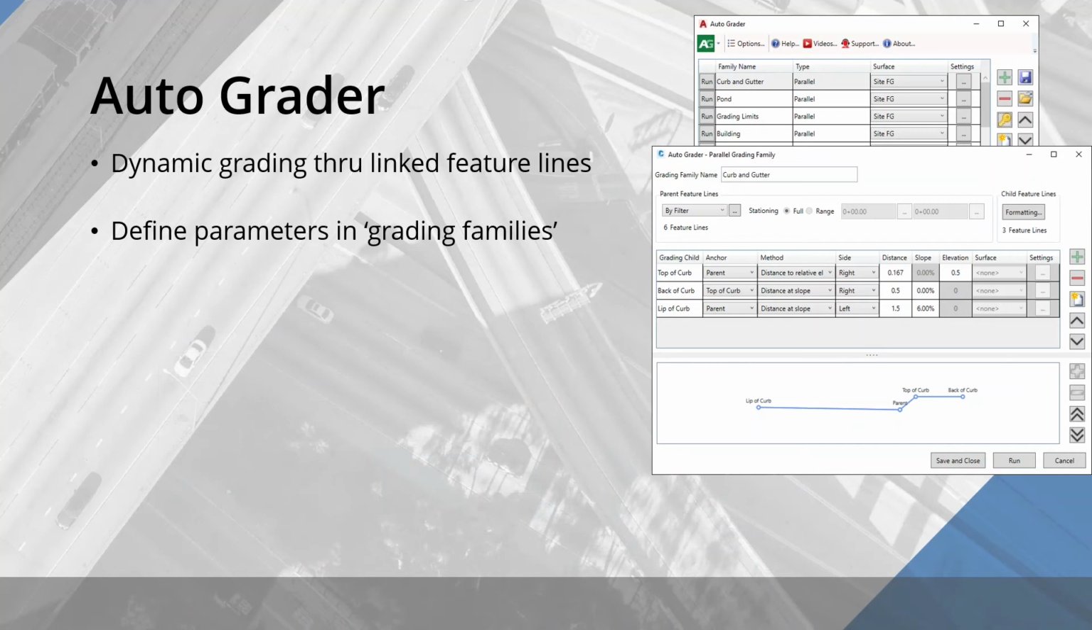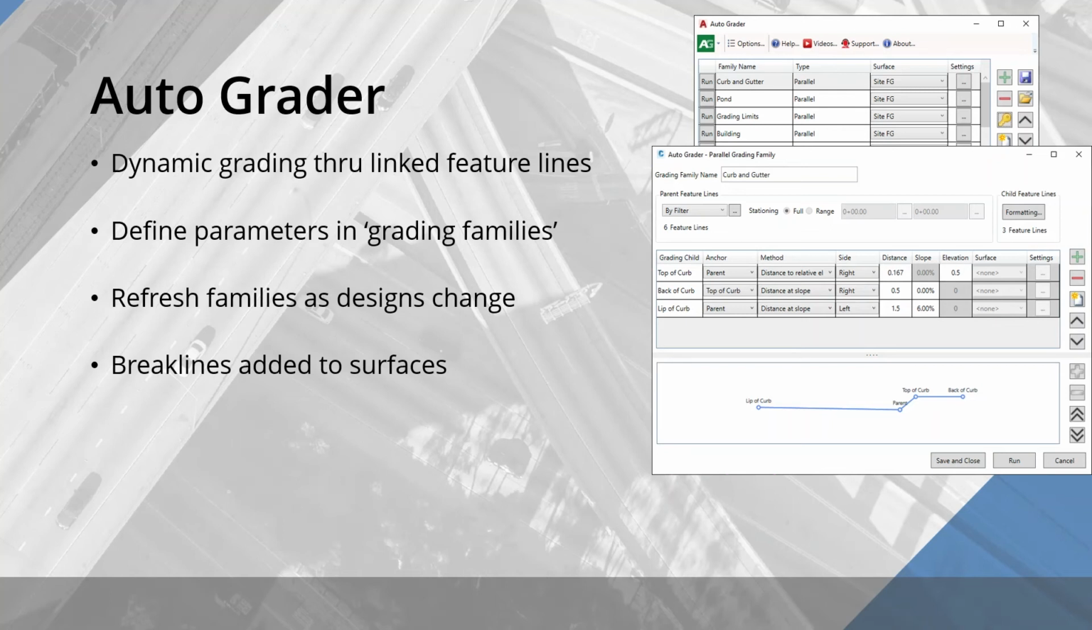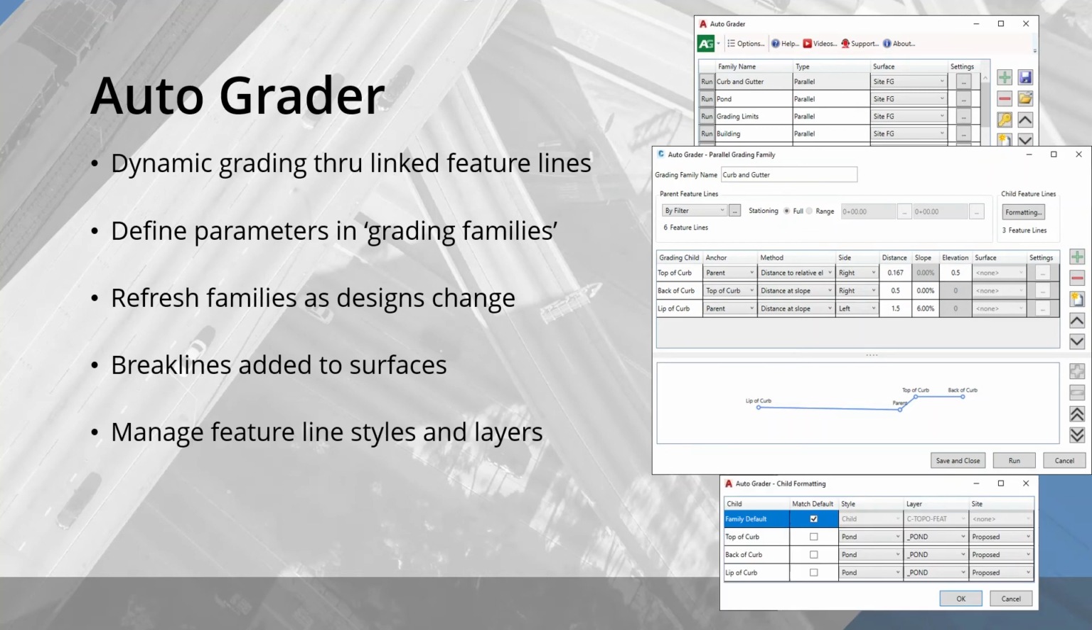You can define parameters in what we call grading families. A simple curb and gutter example: I could draw my gutter lines and then have the tool automatically generate a top of curb, back of curb, and lip of curb for every one of my gutter feature lines. As those gutter feature lines change, so do my 3D offsets from those. You can refresh those families anytime there are those changes, and that's how it redraws or updates the child feature lines. It automatically adds all your break lines to your chosen surface.